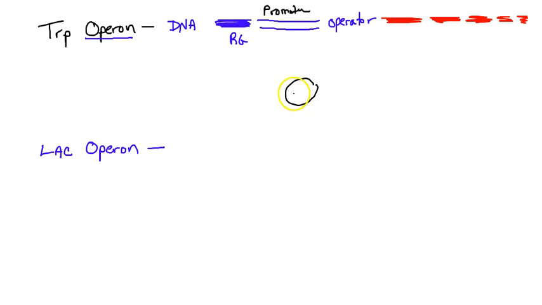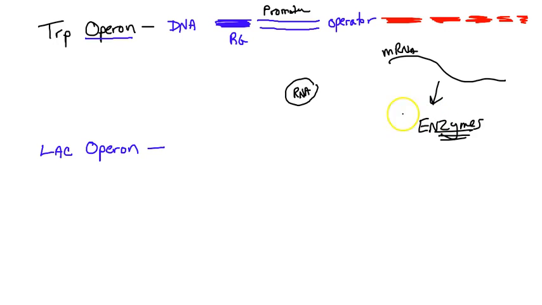So this is the RNA polymerase, and when it binds here, if there's nothing in its way, it's going to keep going and transcribing messenger RNA. And that messenger RNA will lead to translation of the enzymes. Now, the enzymes that are made in the trp operon are the enzymes that make tryptophan. Tryptophan is an important amino acid for many different proteins or catalysts that are needed.